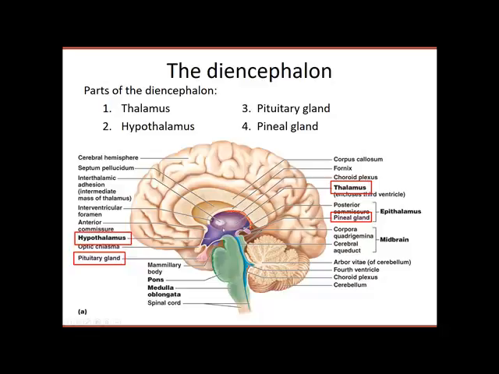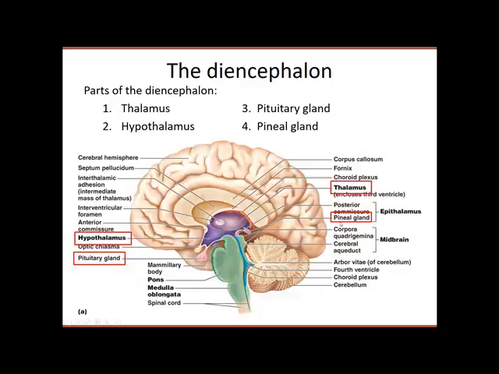The thalamus is right here. That's this kind of purple egg-shaped part right there. The hypothalamus, hypo means below. It's this entire area below the thalamus. The pituitary gland is right there. It hangs off the hypothalamus. And then the pineal gland is on the back side, the posterior side of the thalamus, right there.